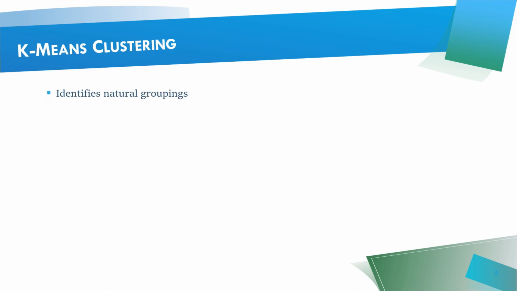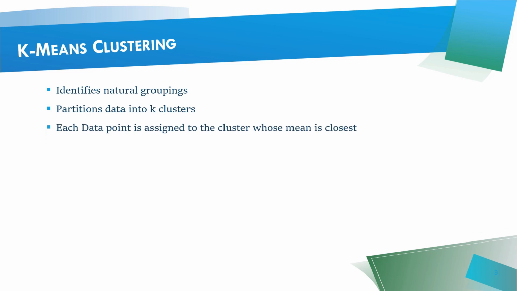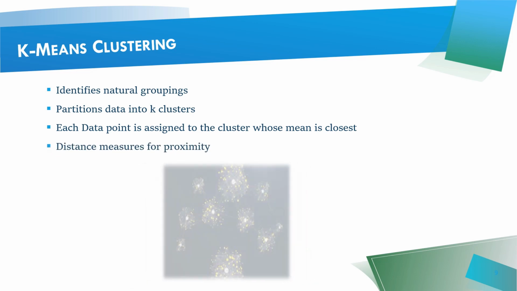K-means clustering identifies natural grouping or clusters within a dataset. It partitions data into K clusters, where each data point belongs to the cluster whose mean is closest to the specific data point. Distance measures are used to determine the proximity.